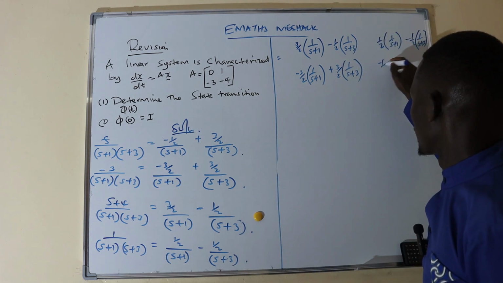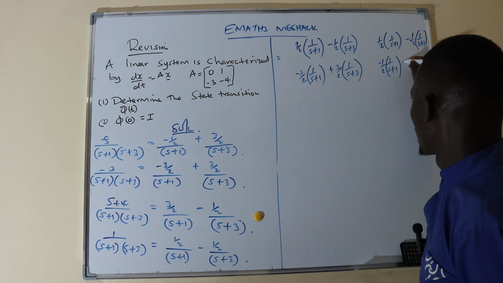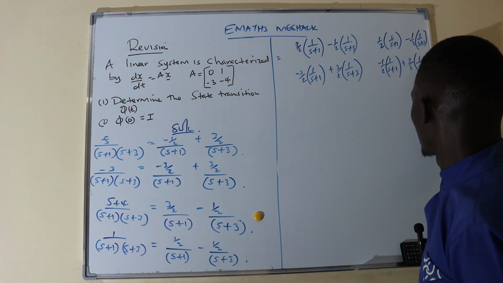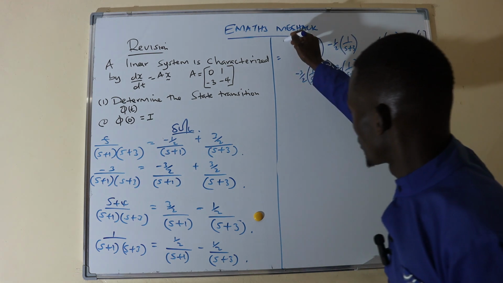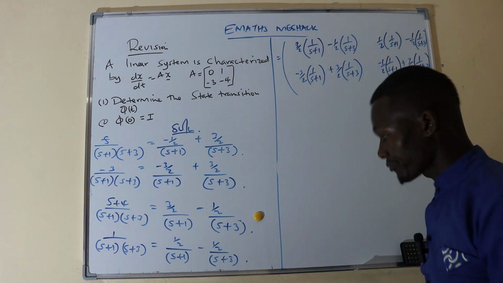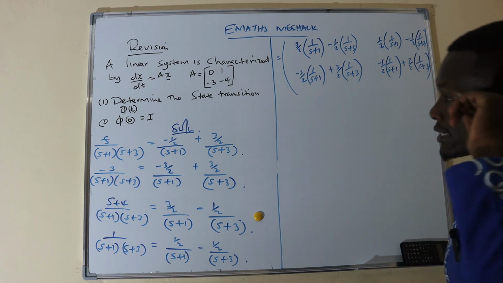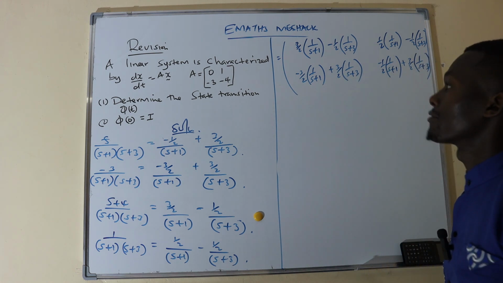Our constant is negative a half there, then 1 over s plus 1, then plus 3 over 2, 1 over s plus 3. So we have that. Remember, this one is a matrix. The whole of that is a matrix. So now this one is representing (sI minus A) inverse.